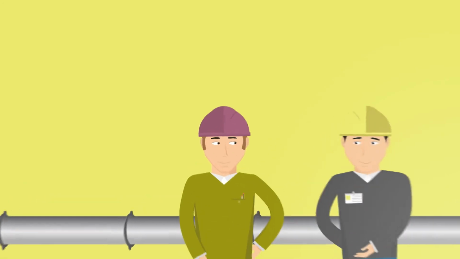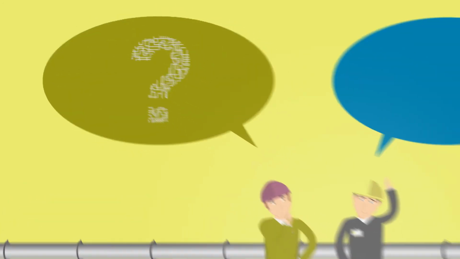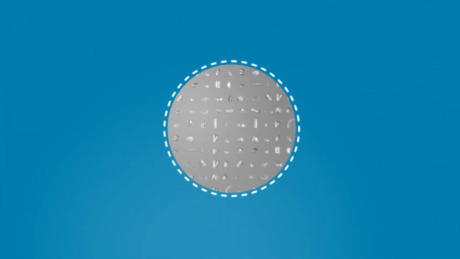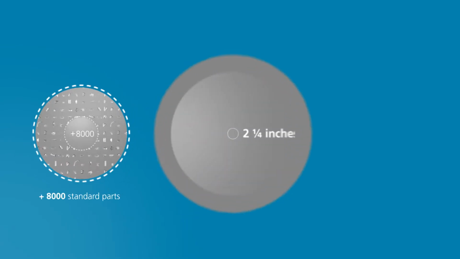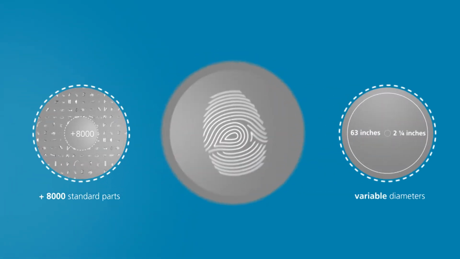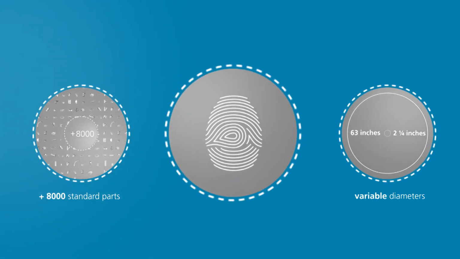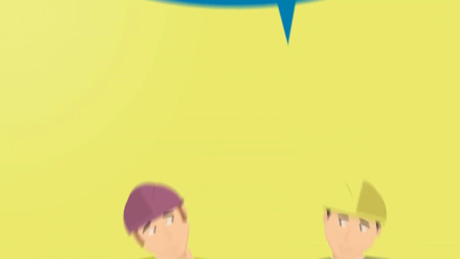Is it possible to realize complex tubing systems with standard parts? Yes, the Jacob modular system includes more than 8,000 standard parts with diameters ranging from 2¼ to 63 inches. On request, we also produce custom parts to your specifications. This means any tubing system can be implemented.